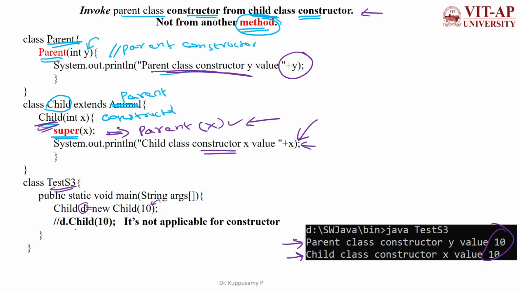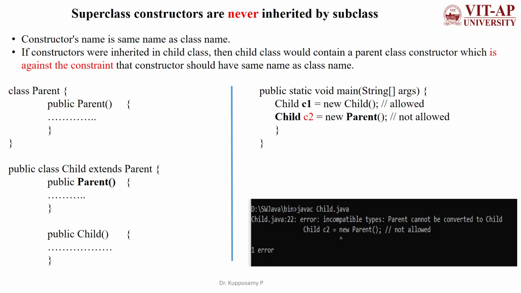Suppose you want to call like this, d.child, it is not applicable for the constructor. This is an object variable. An object variable cannot be used to call the constructor. So like this we can call the parent class constructor from the child class constructor in inheritance by using the super keyword. Also, superclass constructors are never inherited by the subclass.